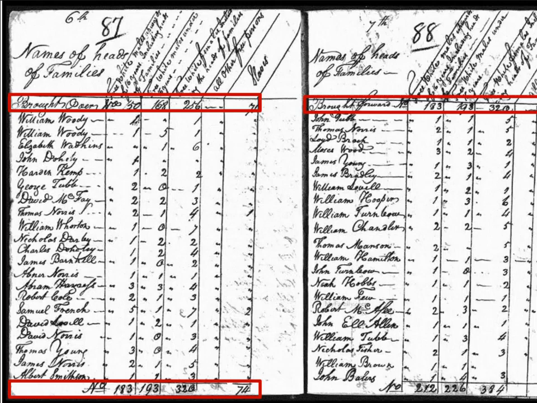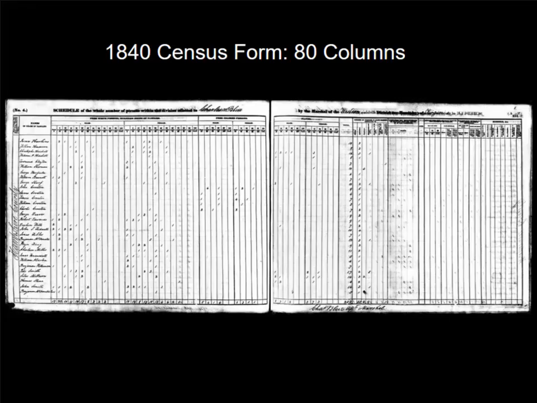It went from these 5 questions up to 80 columns. And this is the 1840 census form. And you can see it's very detailed. The columns are quite cramped. They're 3/8 of an inch by 3/8 of an inch, each little square. But it's just like the 1790 form. It's the number of people with various different characteristics.